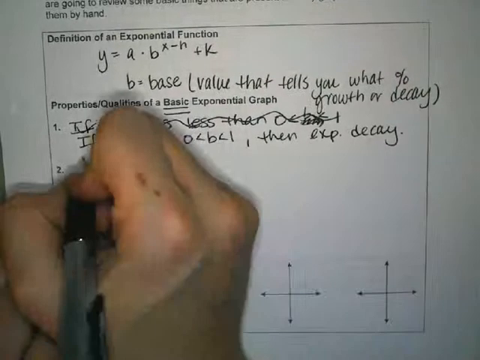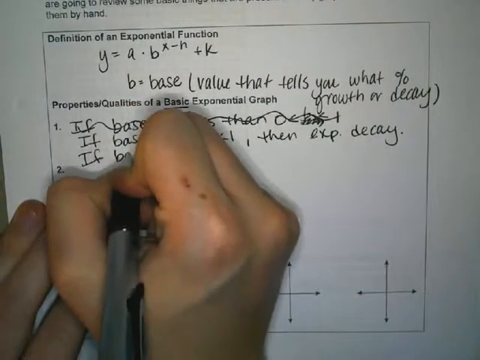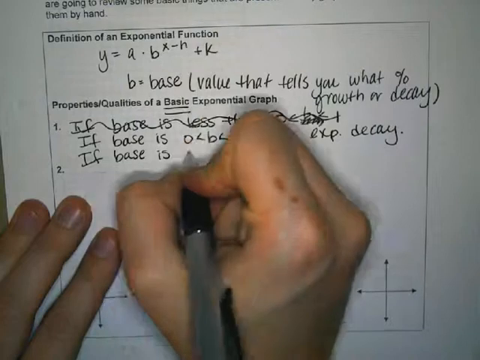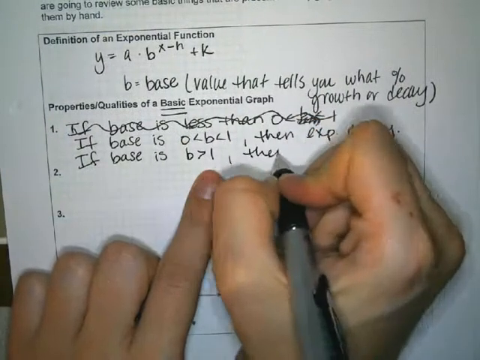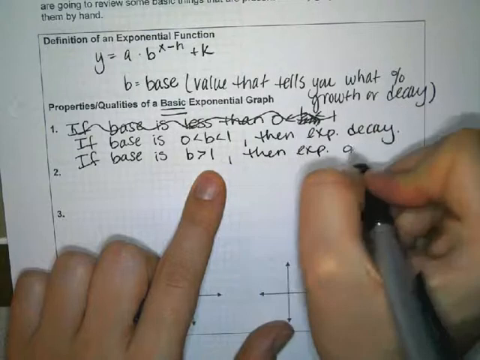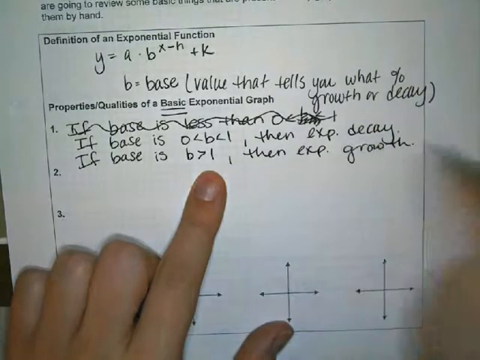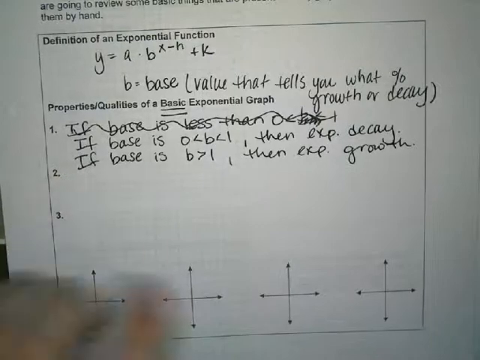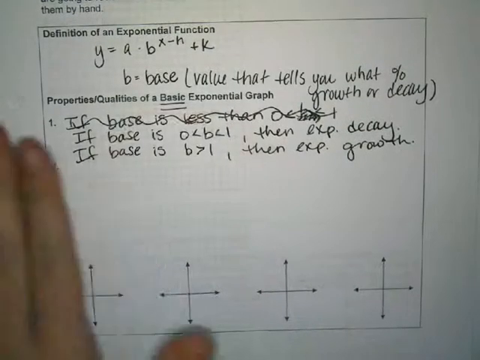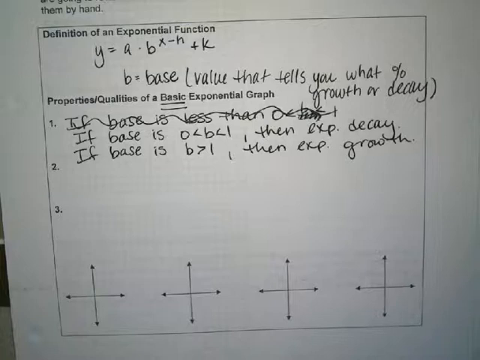If your base is greater than 1, then you have exponential growth. And we'll get into more and more why that happens, or why that base value is so important to tell us what's going on in the situation. But for right now, that's just a generality that applies every case.